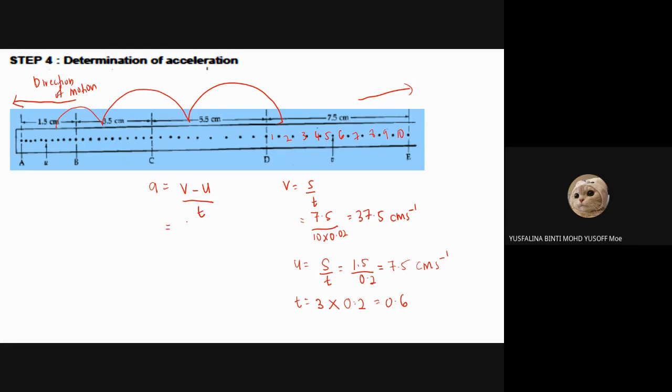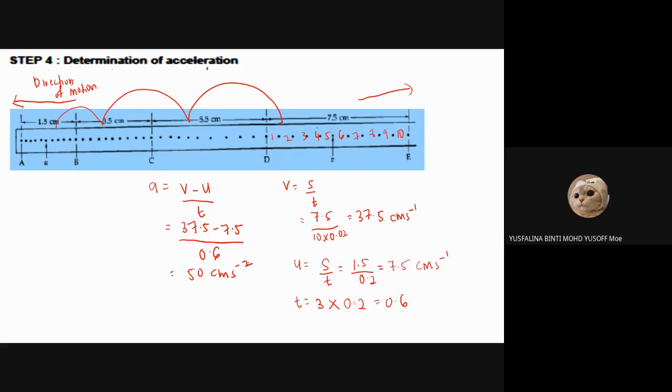So 37.5 minus 7.5, and then you divide by 0.6. Please calculate. 15 cm s^-1, negative 1 or negative 2? Yes, negative 2, right? So 50 cm s^-2.